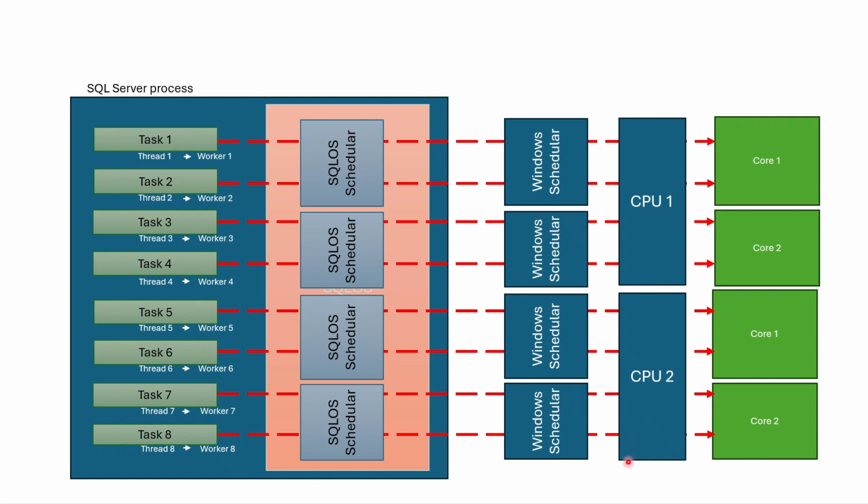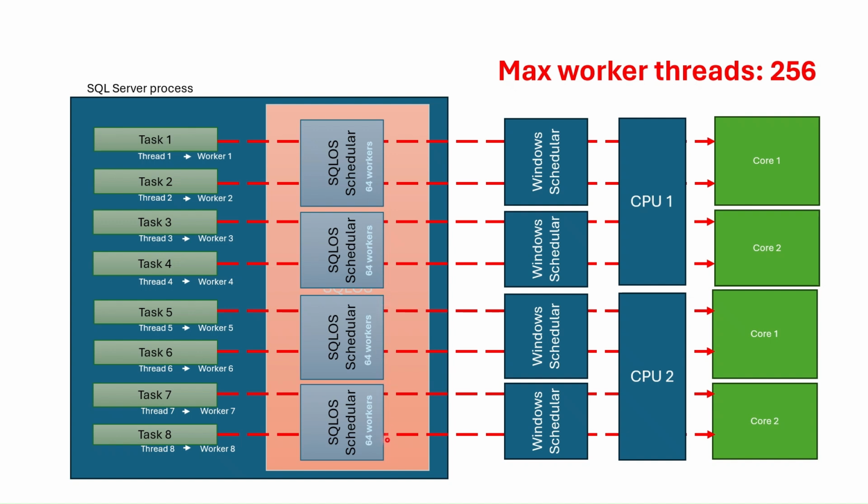There is a limited number of workers, which is set by the max worker threads configuration in SQL Server. The number of worker threads depends on the number of CPUs you have. These worker threads are evenly distributed among the schedulers. For example, if you have a maximum of 256 worker threads, each scheduler gets 64 workers.